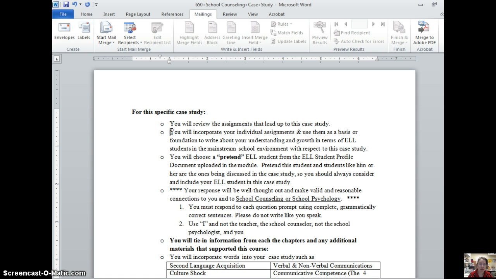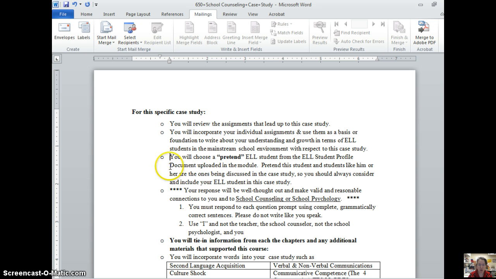You will choose a pretend ELL student from the ELL student profile document uploaded in this module. Pretend this student and students like him or her are the ones being discussed in the case study. So you should always consider and include your ELL student in this case study, as you are part of this situation, as is your ELL student.